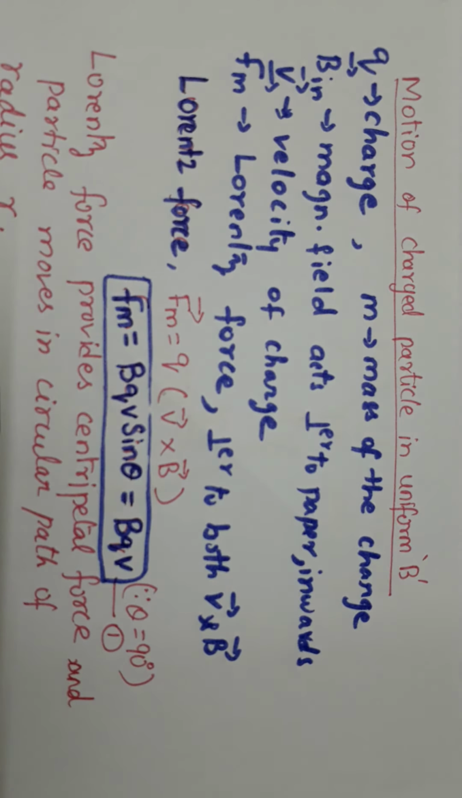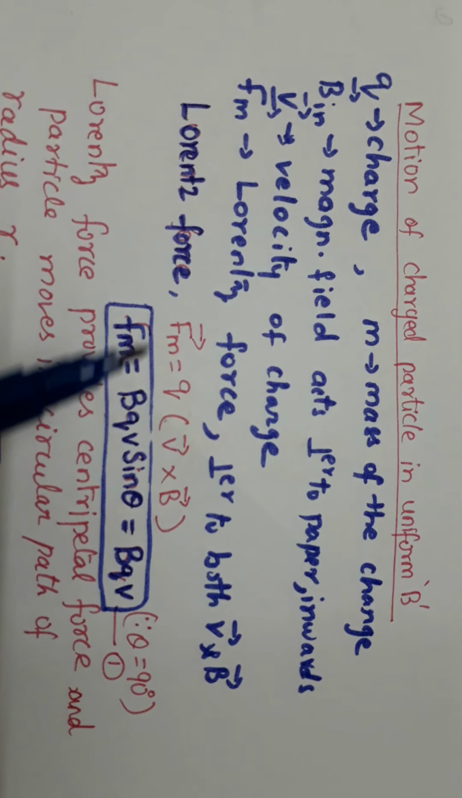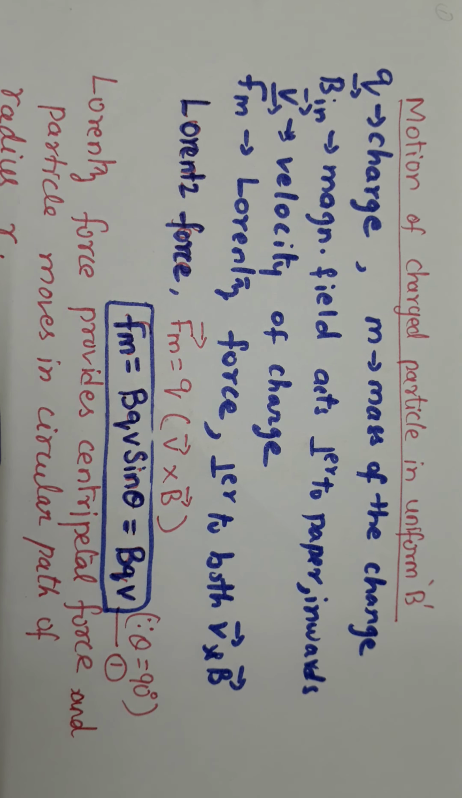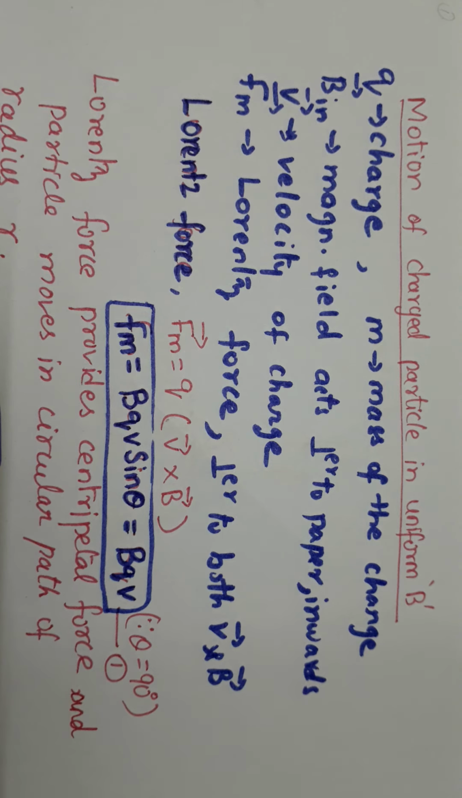Got it, children? Now we will discuss the motion of a charged particle in a uniform magnetic field. We are going to derive, already I told you, the particle due to Lorentz force moves in circular path. You are going to calculate the time period of rotation of the particle, and also you are going to find out the frequency of the particle when it is moving in the circular path.